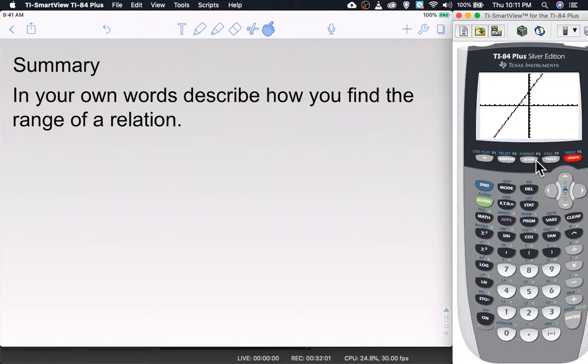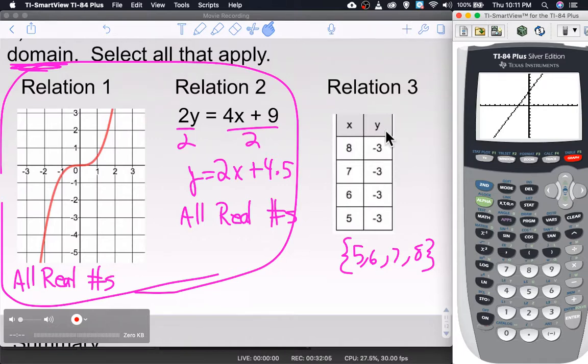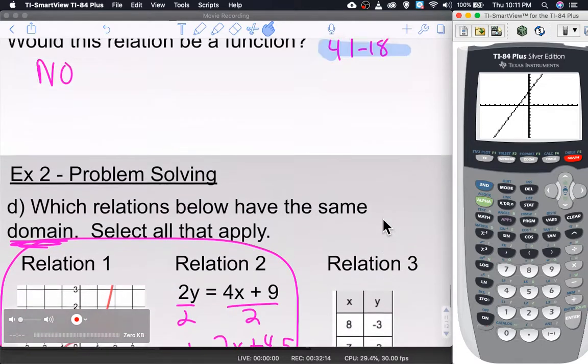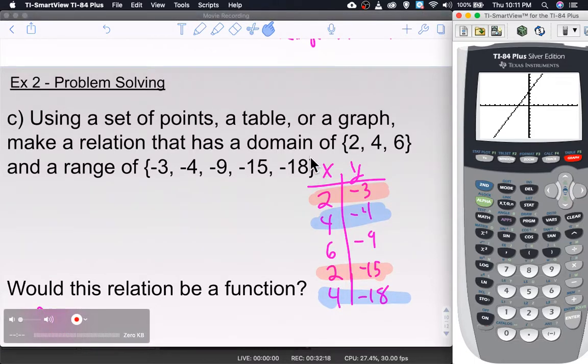All right, so I'm going to kind of talk about each of them. So from a table perspective, the range is just the y values that are listed. So any of the y values that are listed, that would be the range. The same thing is true with a set of points. The range would be just the points that are listed. So those are the only possible y values that we know of.